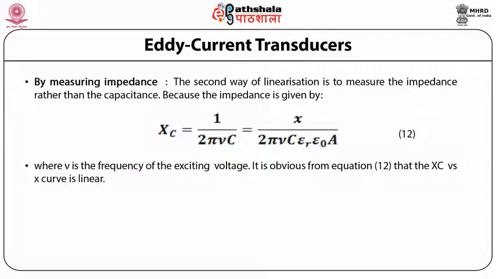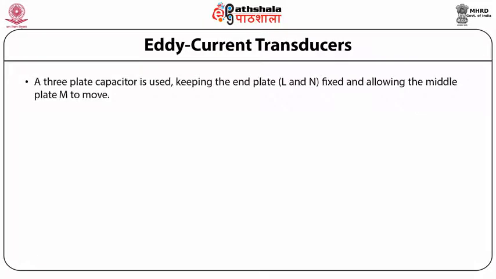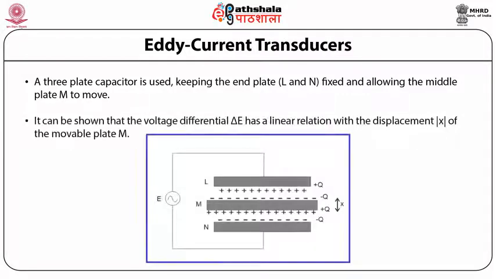The third technique is by having a differential arrangement to produce the linear transfer characteristic. That is, here we are considering a differential arrangement of the capacitors. A 3-plate capacitor is used over here, keeping the end plates L and N fixed, and allowing the middle plate M to move. It can be shown that the differential voltage delta E has a linear relationship with the displacement X of the movable plate M.